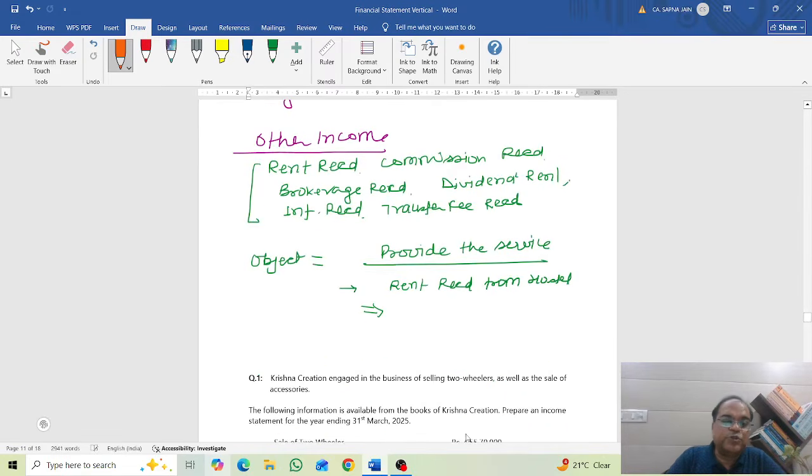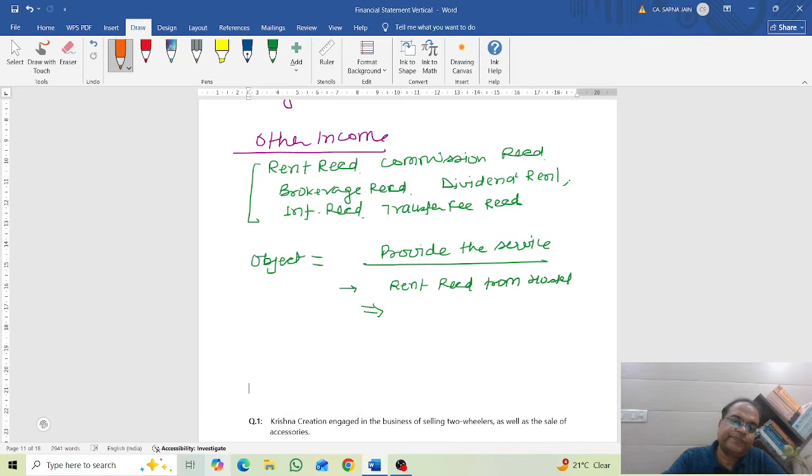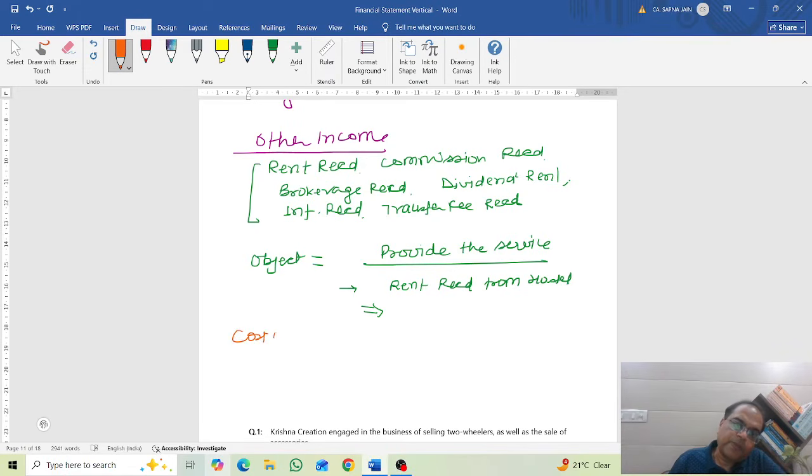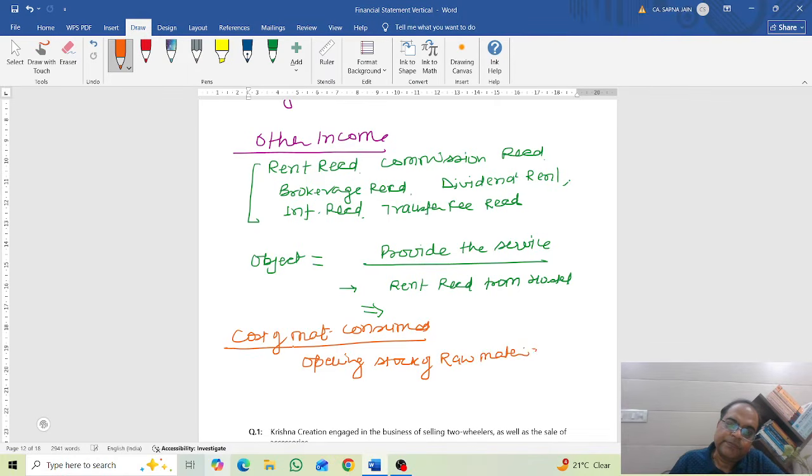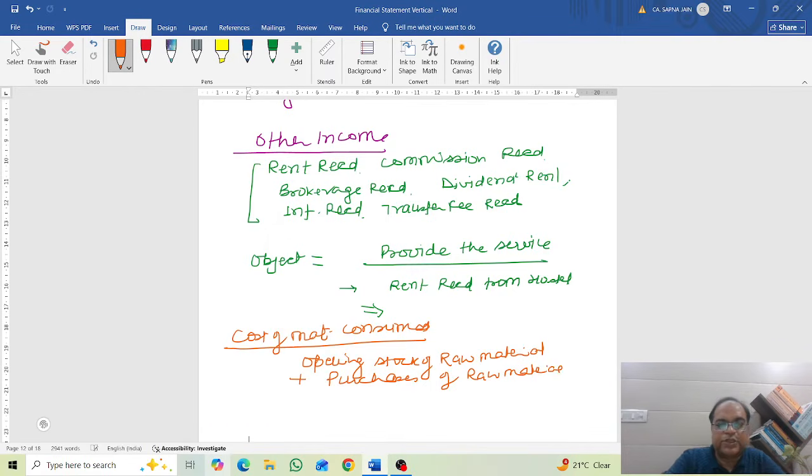Now what is cost of material consumed? Cost of material consumed is opening stock of raw material plus purchase of raw material and minus closing stock of raw material.